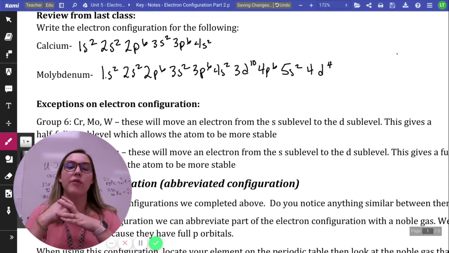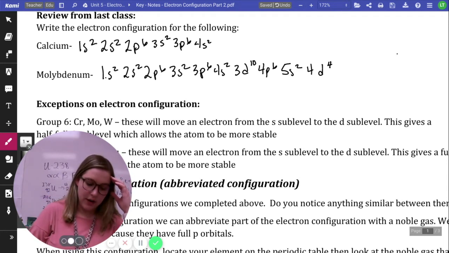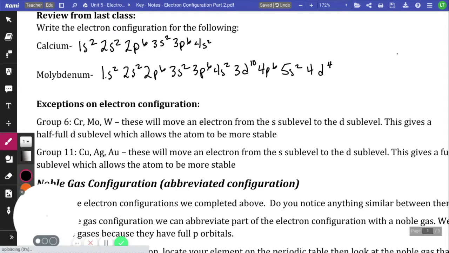Boom. So hopefully that was a helpful little reminder over electron configurations for y'all. I'm going to make my camera smaller again.